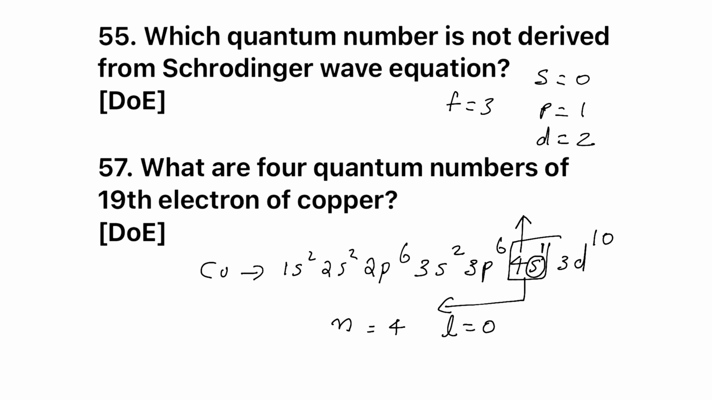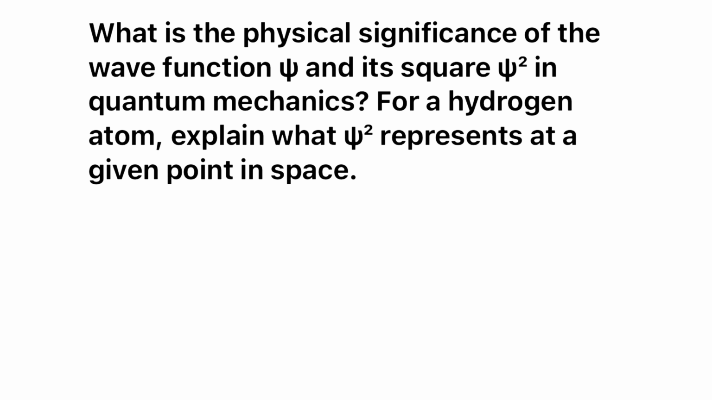Now for L equal to 0, what are the M values? You know M values range from minus L to plus L, right? So what is L here? 0. So minus 0 to plus 0. Okay, right? So M is 0. Now S can be plus half or minus half. We can say plus half. Okay, right? Understood?